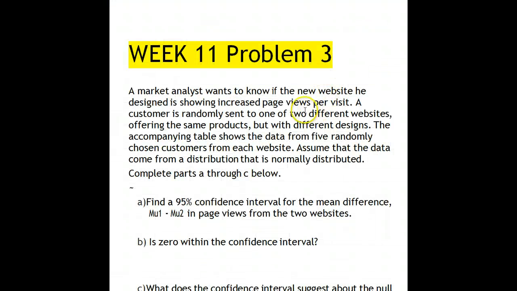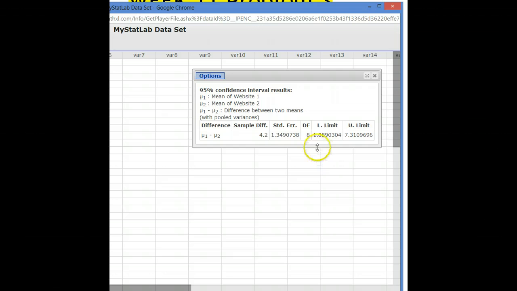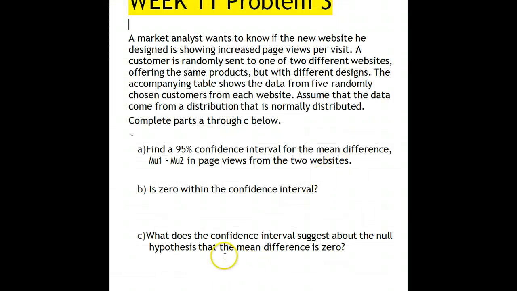The problem goes on to ask, is 0 within the confidence interval? The lower limit is 1.09 and the upper limit is 7.31, so 0 is not included in that confidence interval. And what does the confidence interval suggest about the null hypothesis?